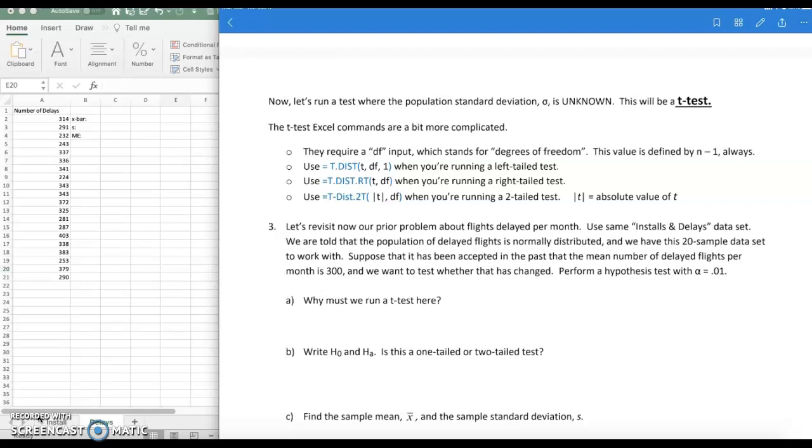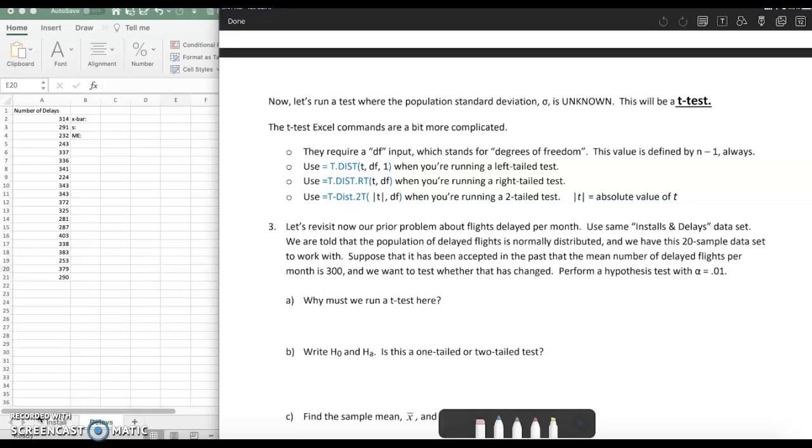That's supposed to be a dot. Let me fix that typo. This should be a dot, a period, not a hyphen. t.dist.2t. And inside there, you put the absolute value of t, which just means whatever t is, put it in as a positive, and put your degrees of freedom.